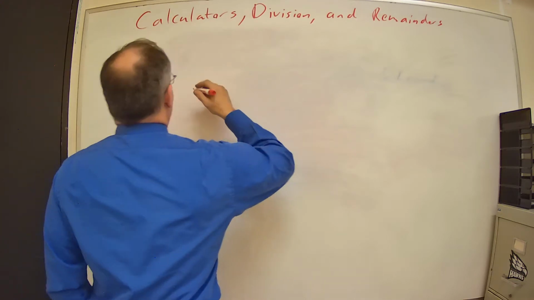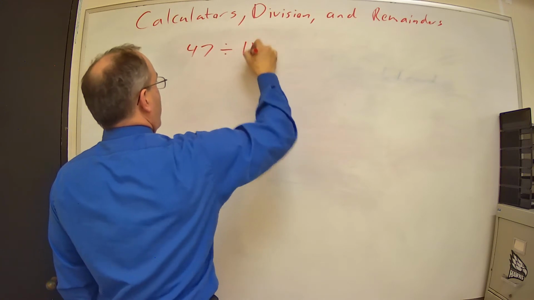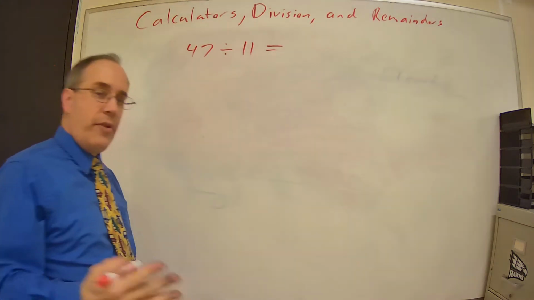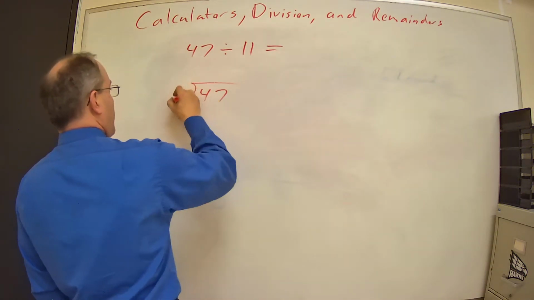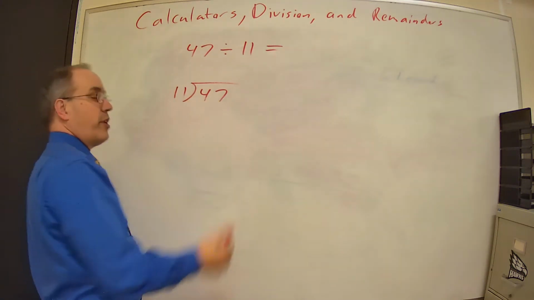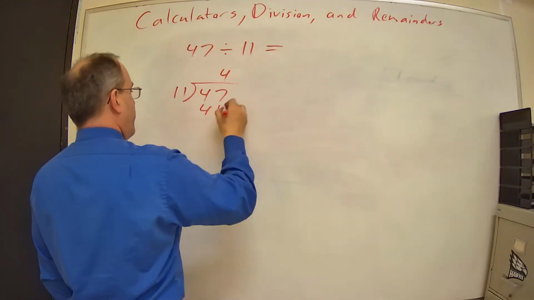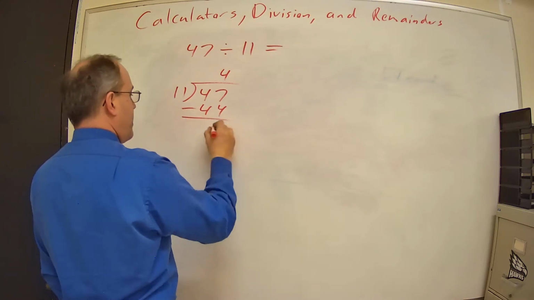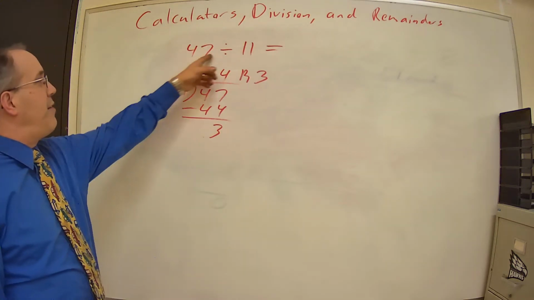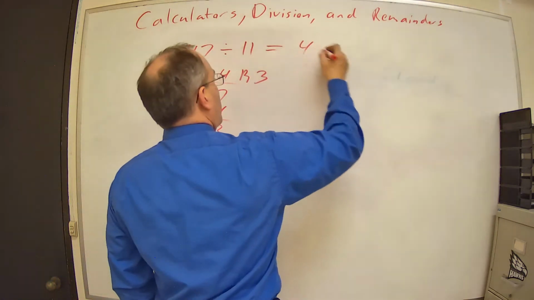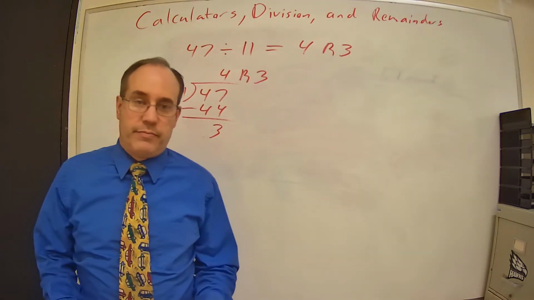So let's say I have 47 divided by 11. 11 goes into 47 4 times. 4 times 11 is 44. I subtract and I get 3, and I have a remainder of 3. So 47 divided by 11 is 4 with a remainder of 3.